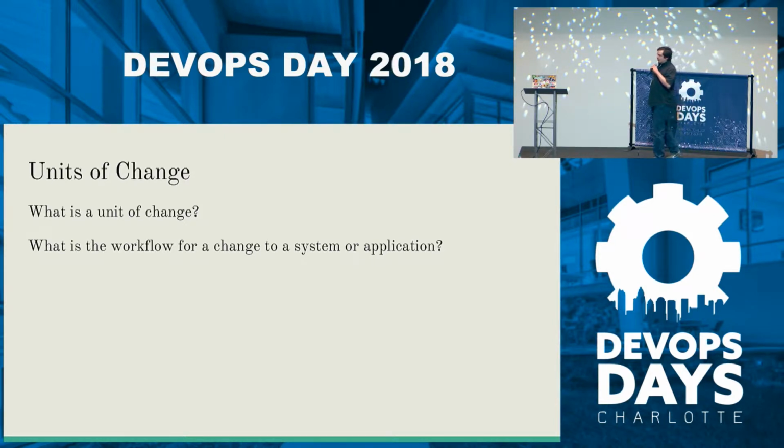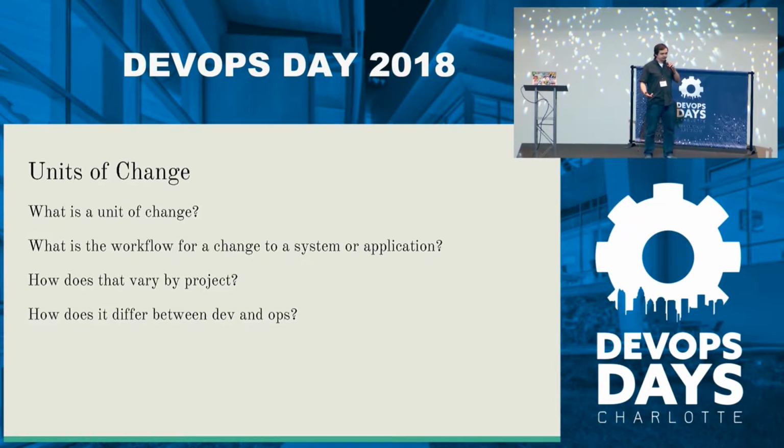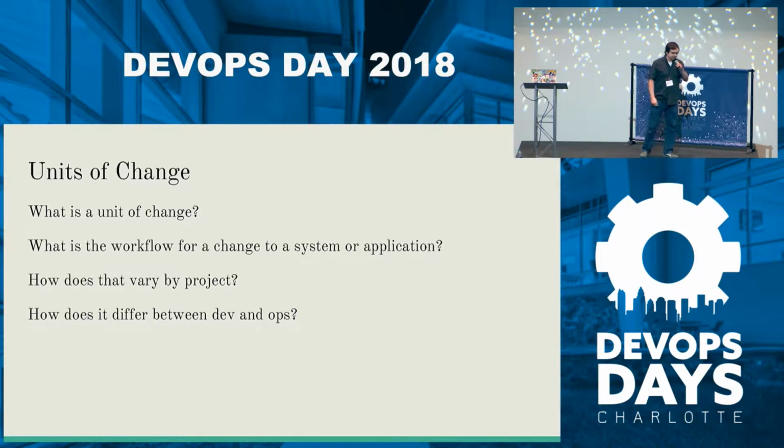I want you to think about what is a unit of change that you push through your system. Commits too small, projects too big. What's the manageable piece that you can write a couple sentences about and test? How does that unit of change differ from project to project? Does it differ between ops and development?